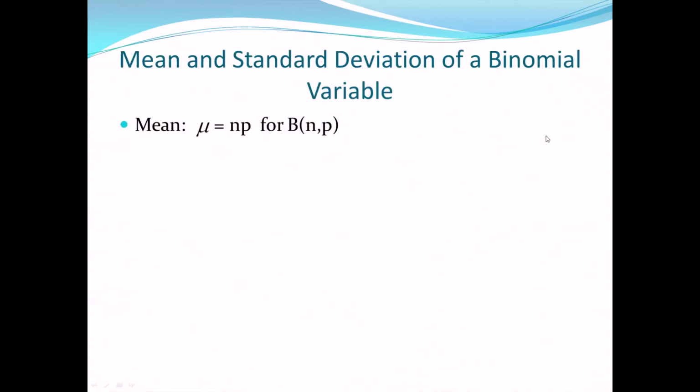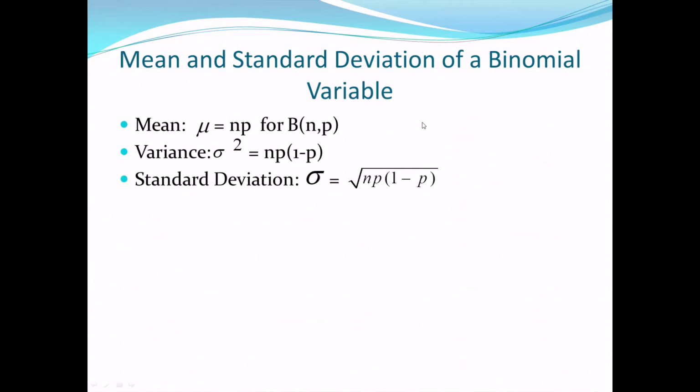And we are able to come up with a mean for a binomial random variable, n times p. Variance is n times p times 1 minus p, which makes the standard deviation the square root of n times p times 1 minus p. So these you need to know also.